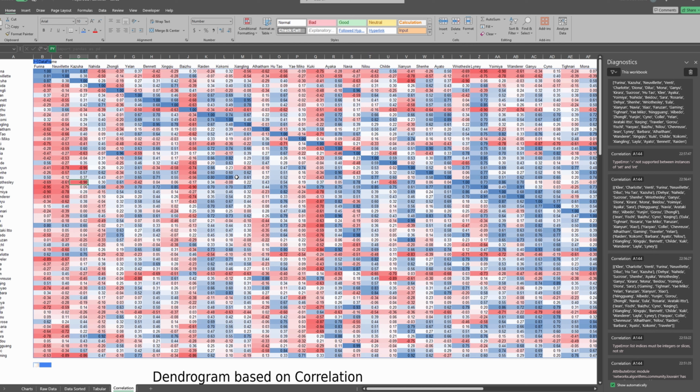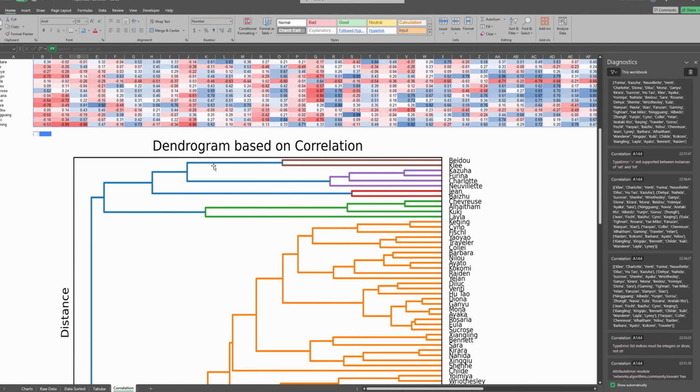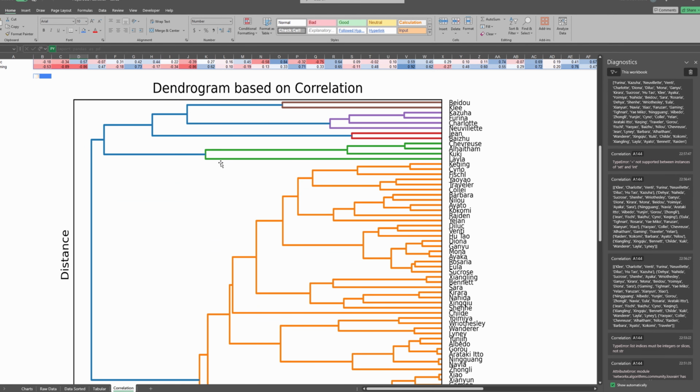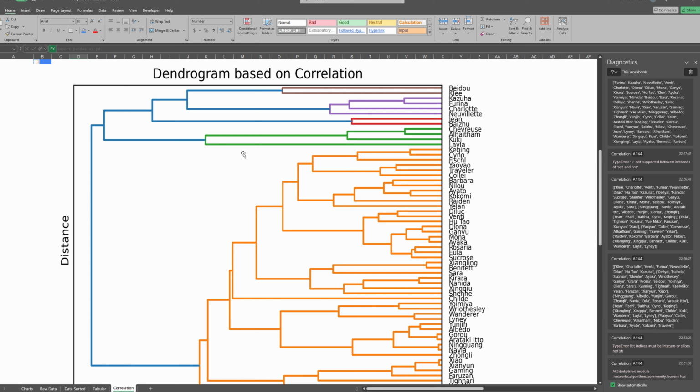Right, so with the correlations in usage rates being plotted out, we can create a dendrogram, and effectively what this does is it allows us to cluster the usage rates of characters. So for instance, the usage rates of Kazuha, Furina, Charlotte and Navia are all clustered together. They all sort of follow the same pattern.